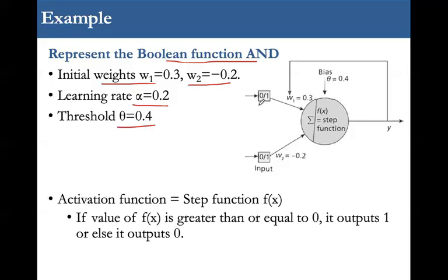The input can be either 0 or 1 for x1. Similarly, for x2 also, it can be either 0 or 1. The activation function here we use is a step function f of x. It means that the perceptron fires either a binary value 0 or a 1. If the value of f of x is greater than or equal to 0, it outputs 1, or else it outputs 0.